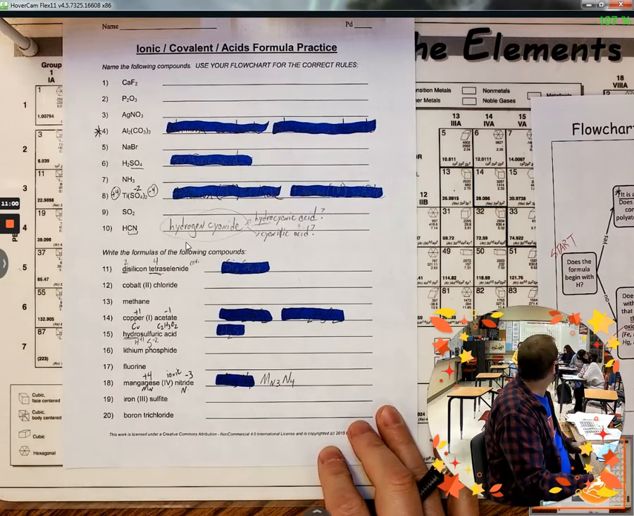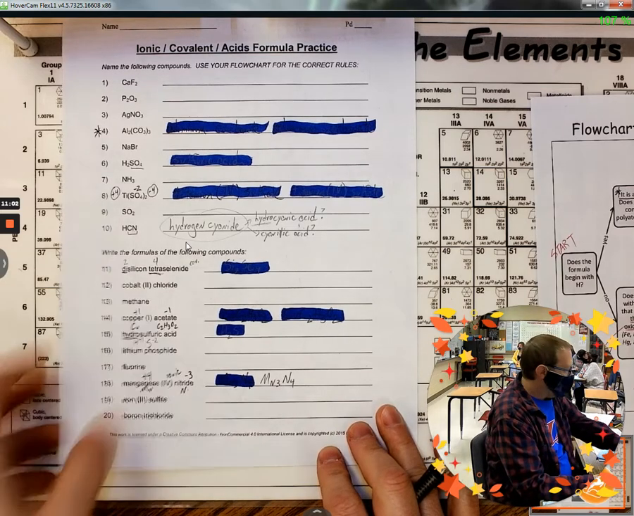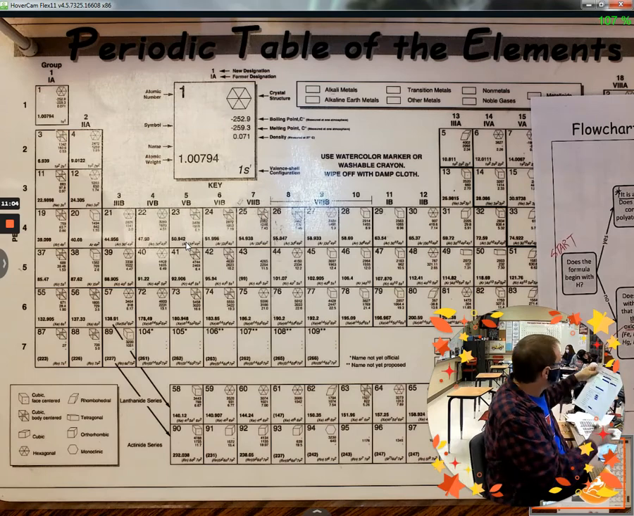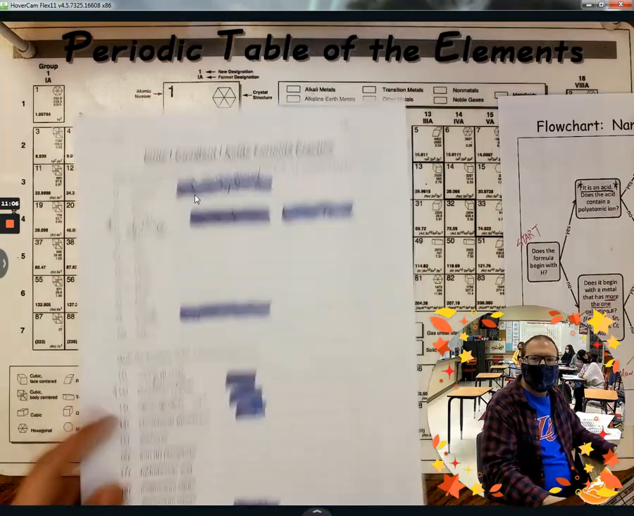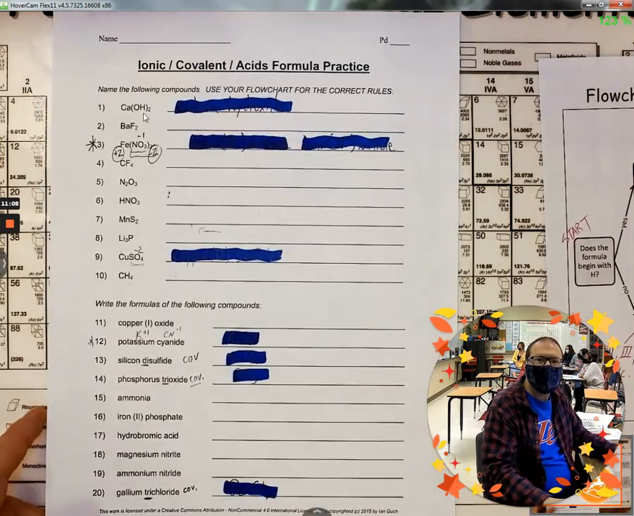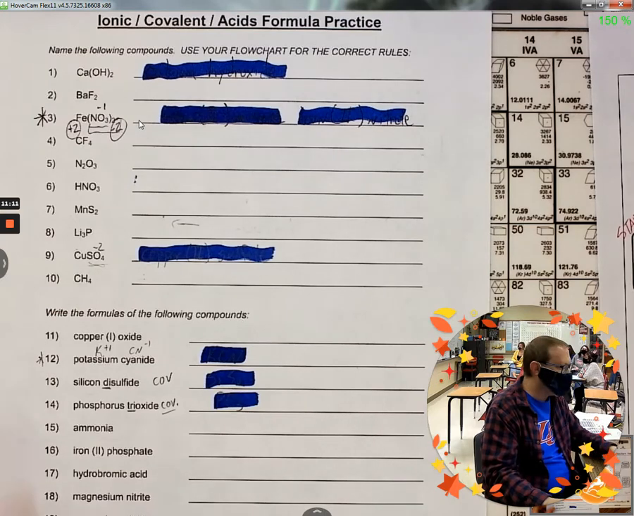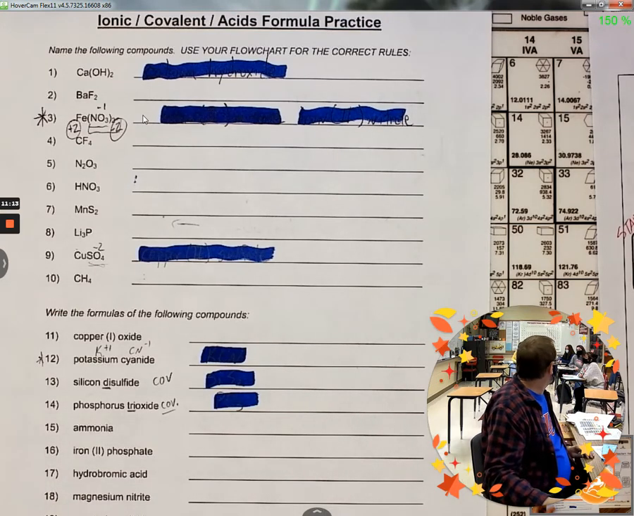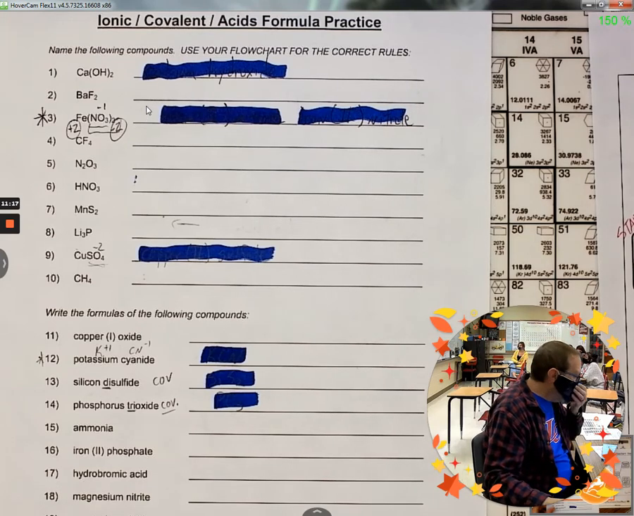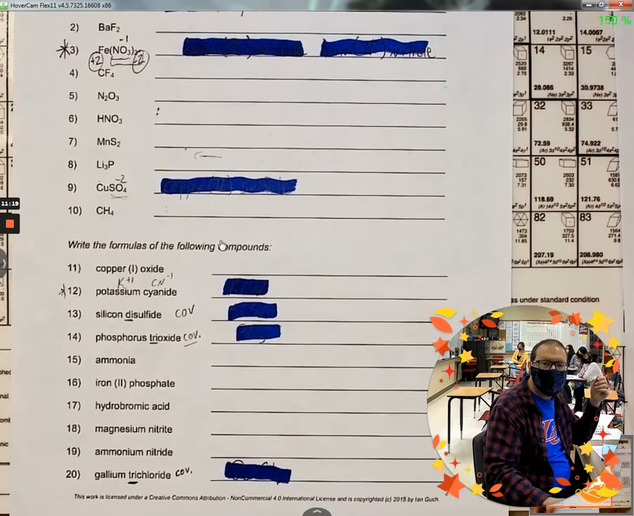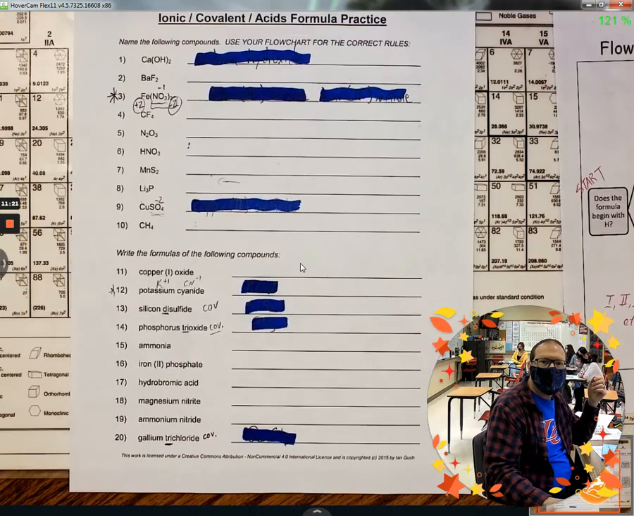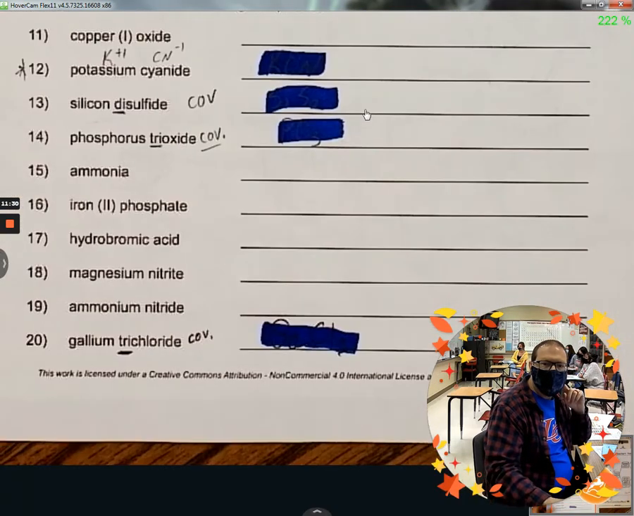Questions? 3 down, 2 to go. Okay. If you have CaOH2, I almost told you the name. That's funny. At the top, raise your hand. So that's going to be all right. McKenna, go ahead and pick one out for us. Number 20.